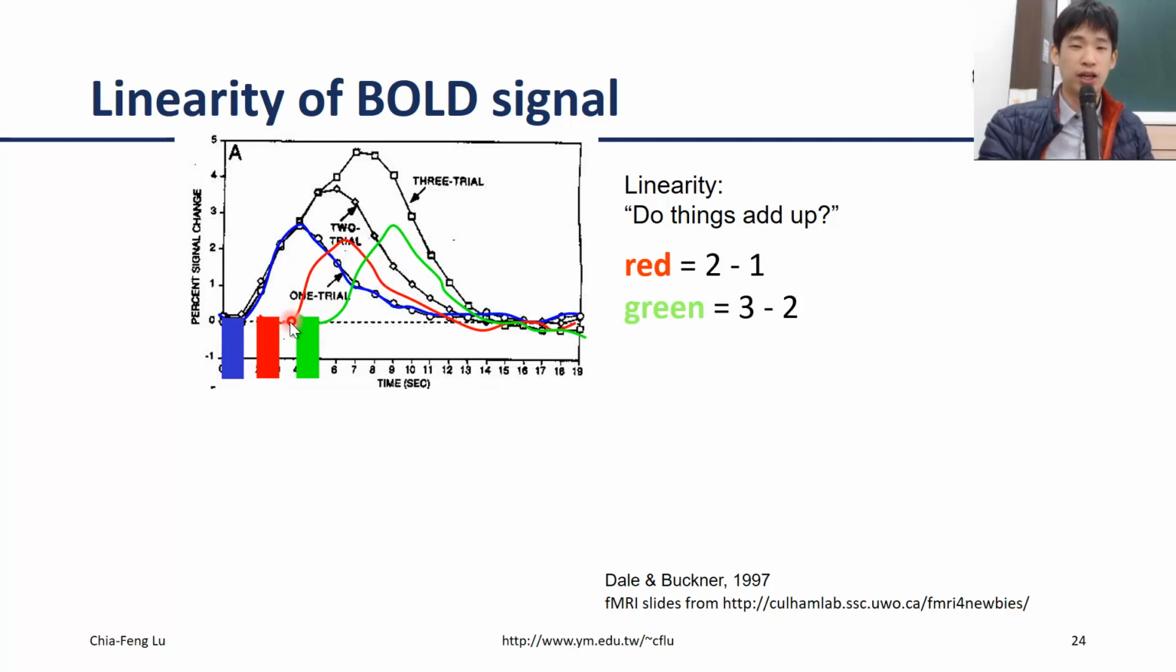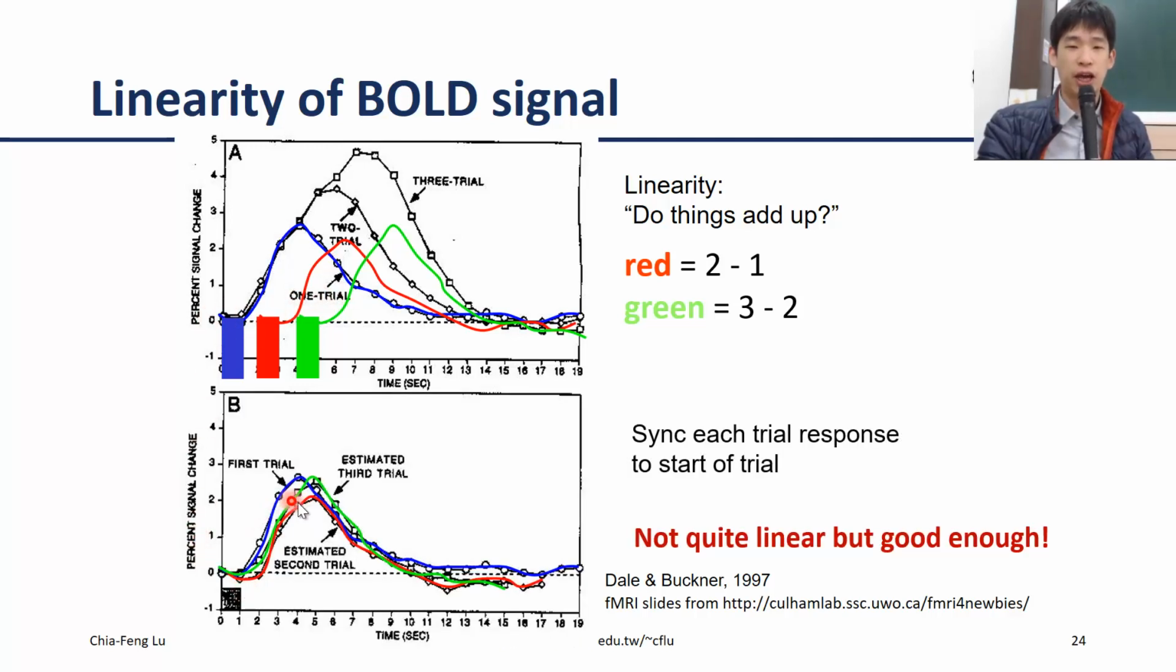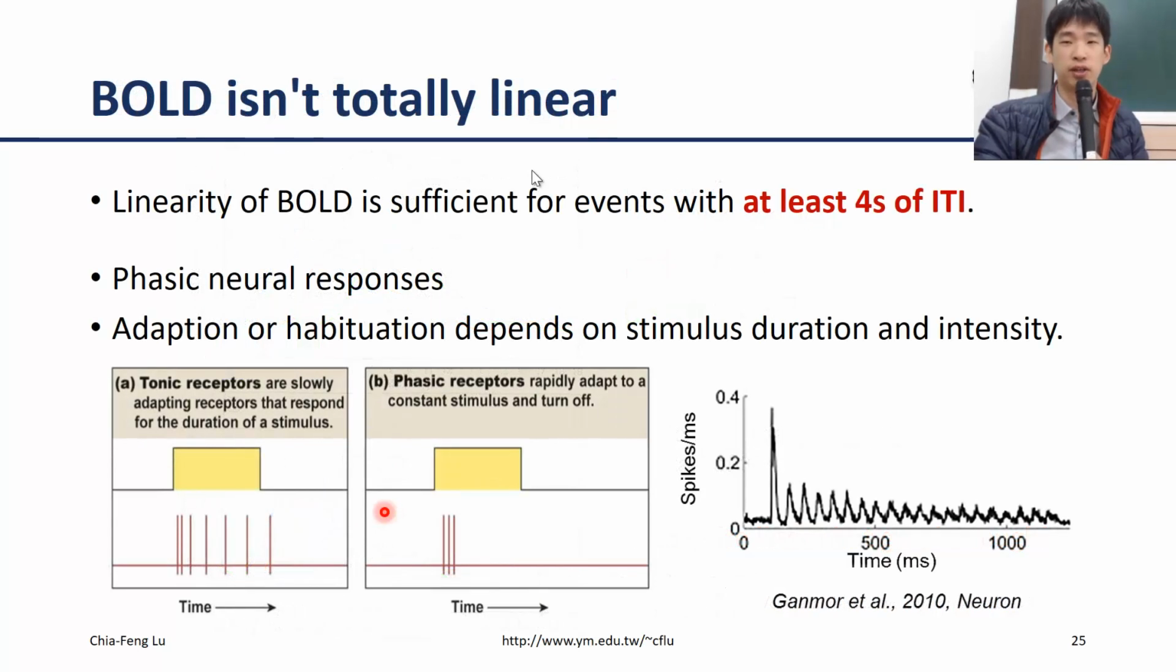If you again rearrange the time points, you just put the red curve and the green curve again with the very first time point right here. You can see these three curves are pretty similar with each other. So I would say that it's not quite linear, but good enough. Not identical, but pretty similar. So we would say linearity may exist in the BOLD response, but there is a specific requirement right here.